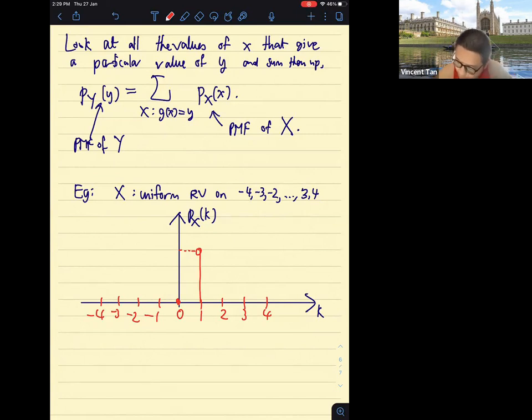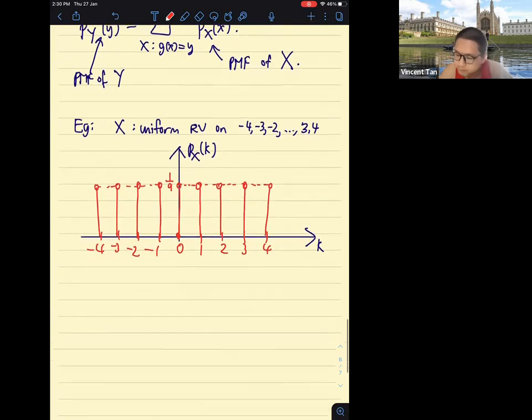Yes, thank you very much, Edwin, for your participation. So everyone is uniform and 1/9 because there are 9 values altogether and you have to add up to 1. So very good. Okay, so this is all 1/9 here. All these are the same. So that's what I mean by uniform random variable. We actually haven't formally defined it, but it should be clear.